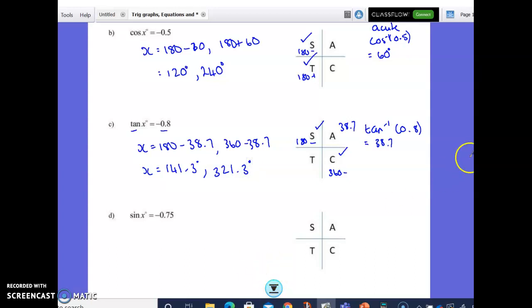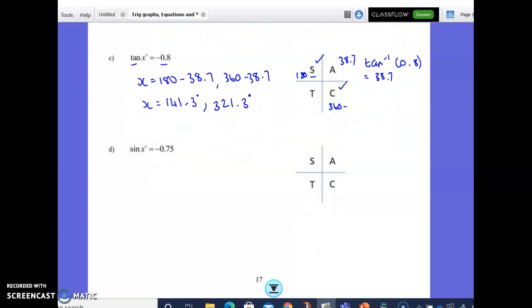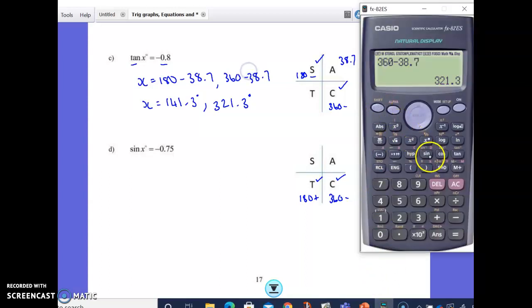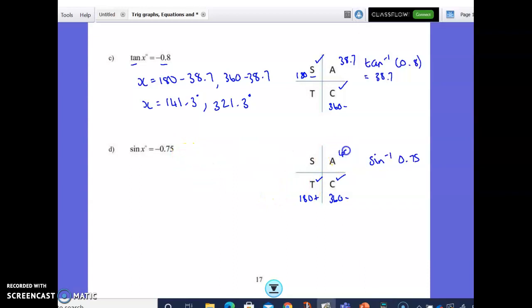D, and at this point you really should be pausing the video and trying this one yourself before watching it. Okay, so it's sine and it's negative. Sine and negative gives me an answer in tan and in cos. In tan, 180 plus. Cos, do 360 minus. I need to find my acute angle, so I'm doing inverse sine of 0.75, ignoring that negative. It comes out at 48.6.